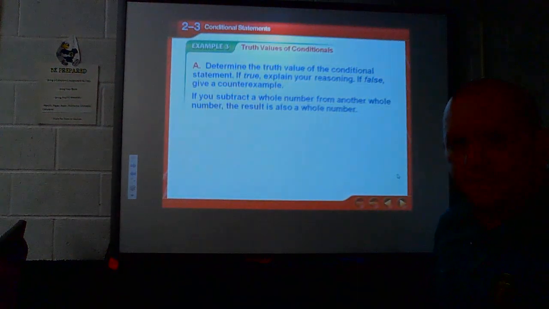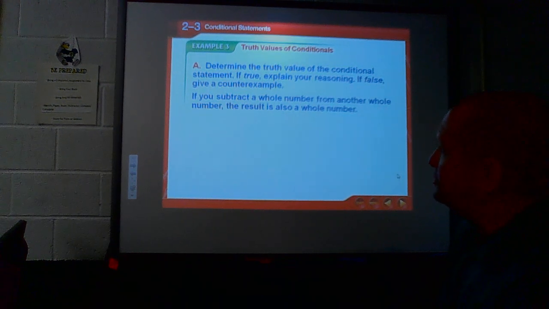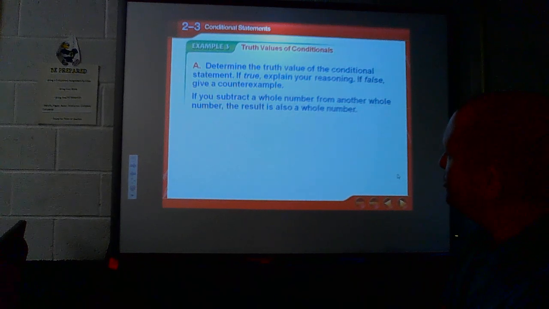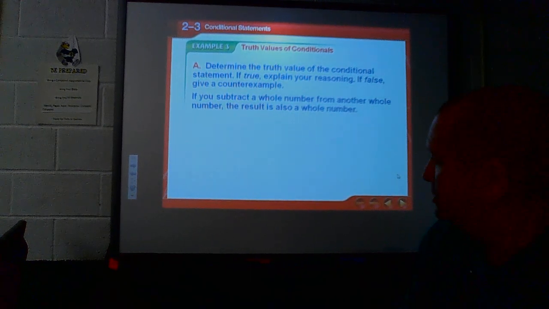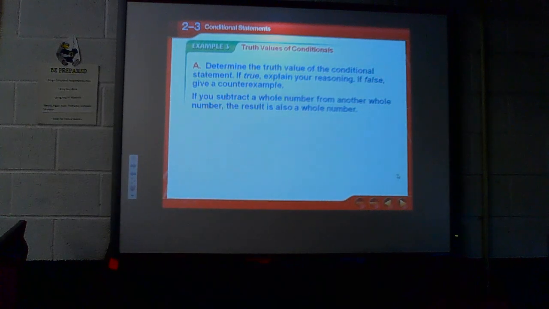All right, so here's an example of just understanding if this is true or false. So we're looking at a conditional and reading it and talking about it. If you subtract a whole number from another whole number, the result is also a whole number. So what do you think? If you subtract a whole number from another whole number, what is our result? So we have to look at this and determine, is this true or false?